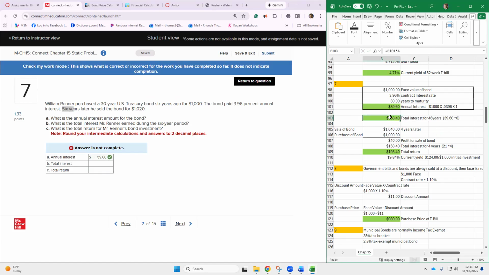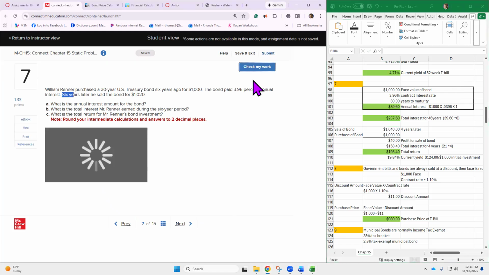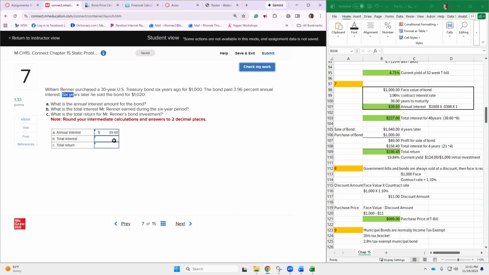Okay, to know how much interest he collected or accumulated over those 6 years. So our total interest then is $237.60. Okay, and that was 6 times the 39.60, so $237.60.